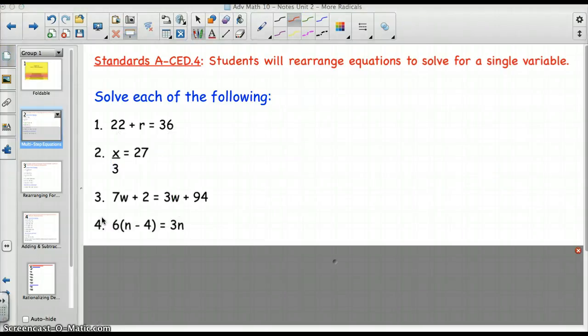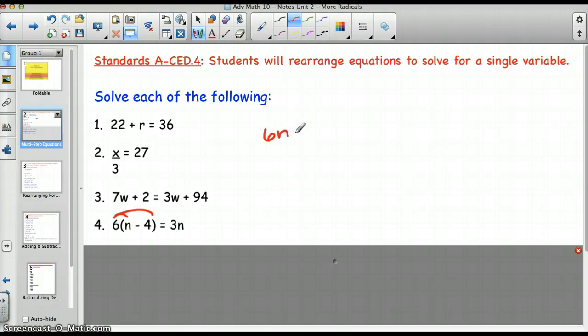Okay, for example 4, since there are parentheses, we need to start by distributing the 6 to the n and to the 4. So when I do that, I have 6n minus 6 times negative 4 would be my minus 24 equals 3n.